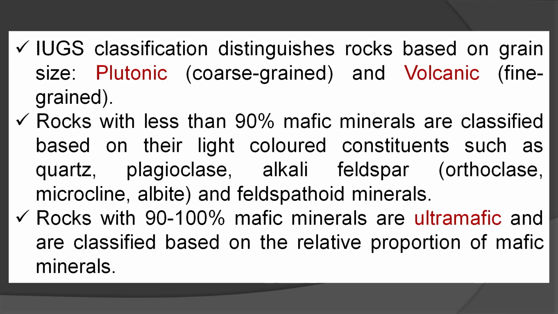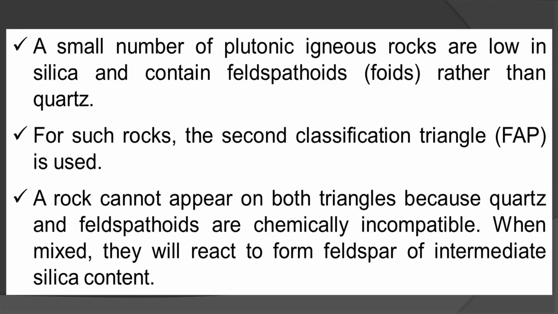Rocks with less than 90% mafic minerals are classified based on their light colored constituents such as quartz, plagioclase, and alkali feldspar. Alkali feldspar may consist of orthoclase, microcline and feldspathoid minerals, and plagioclase feldspar will be albite. Rocks with 90 to 100% mafic minerals are usually called ultramafic and are classified based on the relative proportion of mafic minerals. A number of plutonic igneous rocks are low in silica and contain feldspathoids, foids, rather than quartz. For such rocks, the second triangle, as has been mentioned, the FAP triangle will be used.